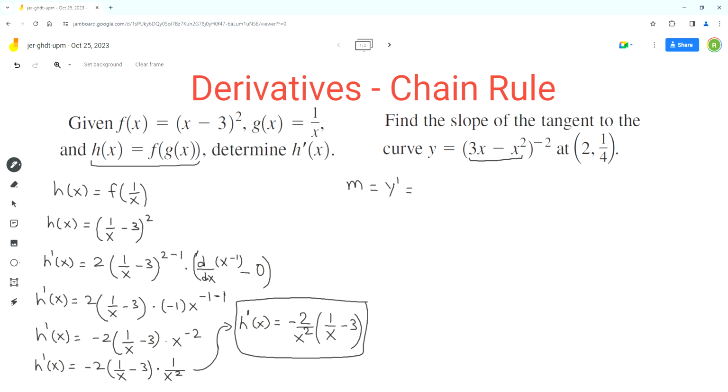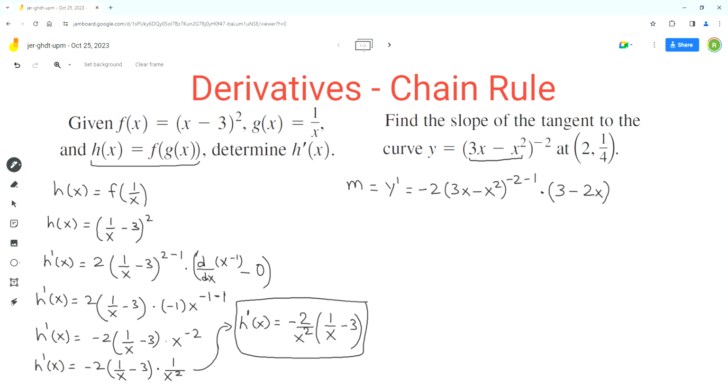As per the power rule, move -2 to the front, then the inner function 3x - x^2, and then we subtract 1 from the exponent, times the derivative of the inner function. So we have to find the derivative of 3x - x^2. The derivative of 3x is just 3, and the derivative of x^2 is 2x as per the power rule. So this is the expression for the slope of the tangent.